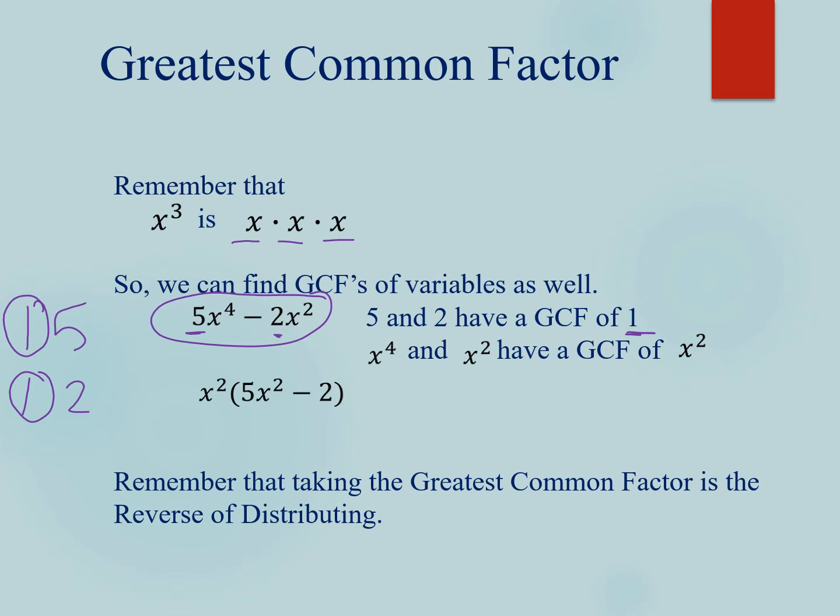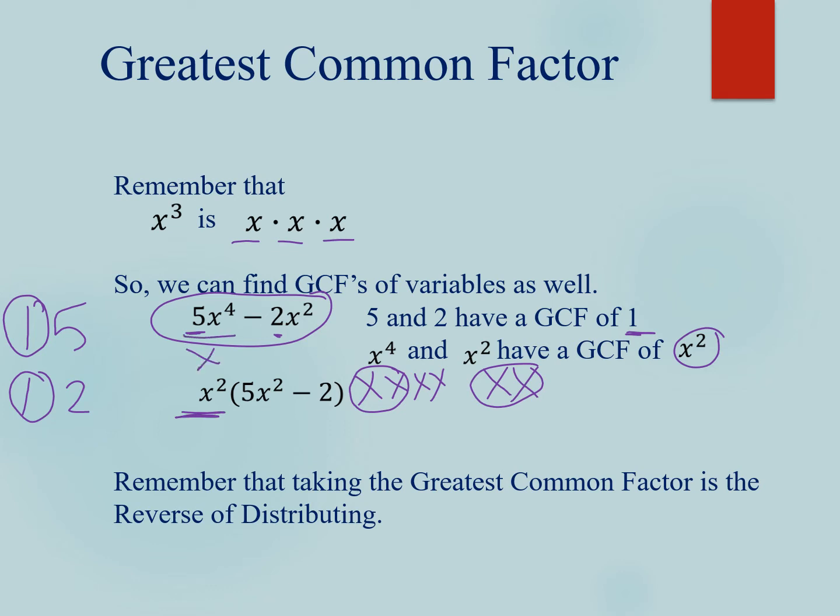Now I want to look at those variables. So one of them has x to the 4th and the other has x squared. So remember, this means x times x times x times x, and this one means x times x. So how many x's do they have in common? Well, here they have 2 and they have 2. They don't have these extra 2 in common, so they have 2 x's in common, so x squared is that greatest common factor. So right here, 1x squared is that greatest common factor.